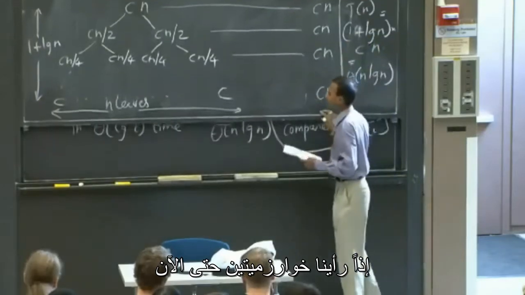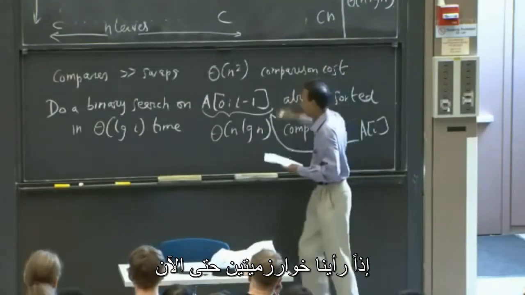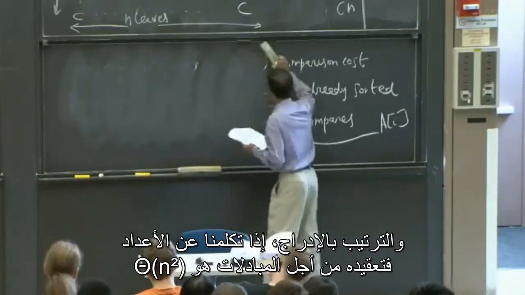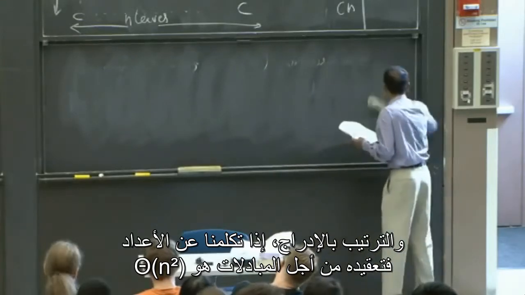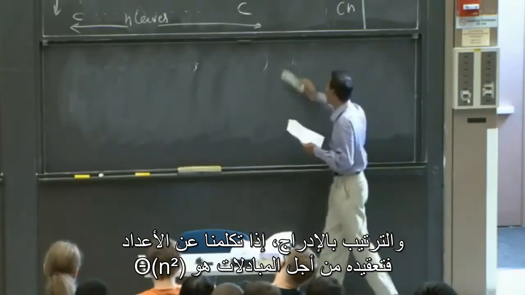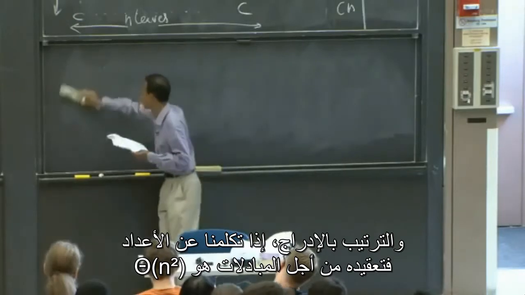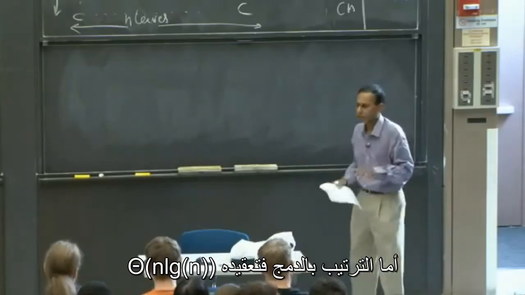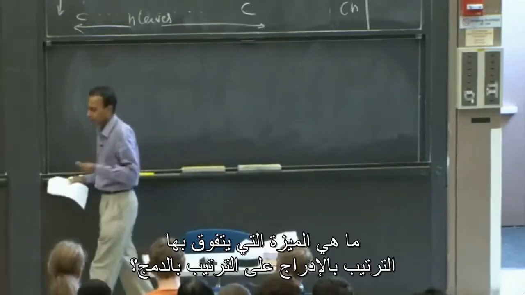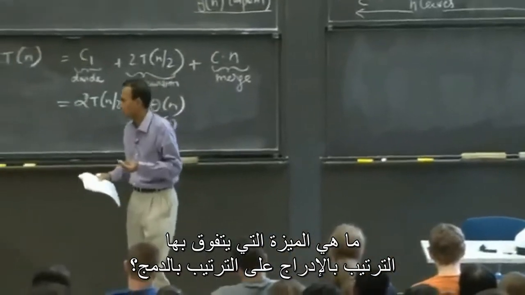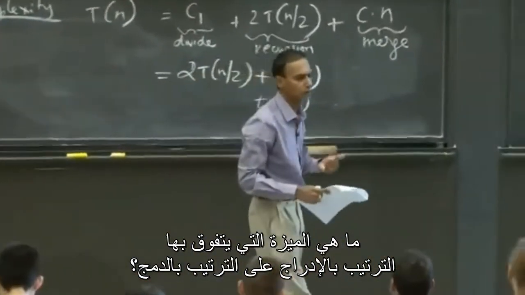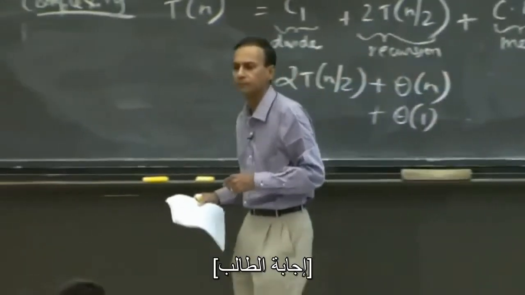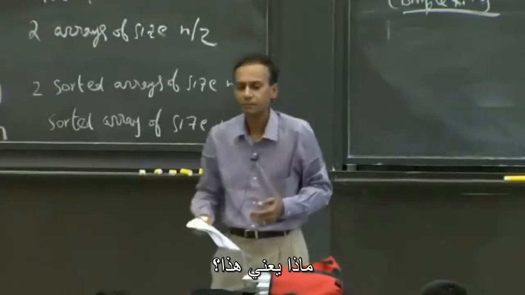So we've looked at 2 algorithms so far. And insertion sort, if you talk about numbers, is theta n squared for swaps. Merge sort is theta n log n. Here's another interesting question. What is one advantage of insertion sort over merge sort? Yeah? What does that mean?